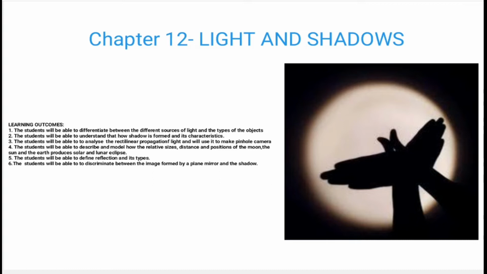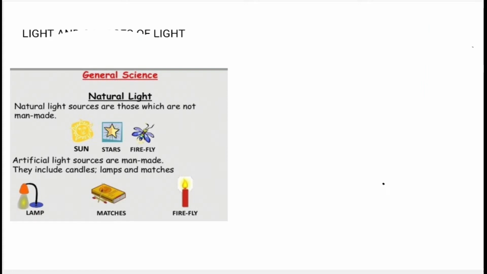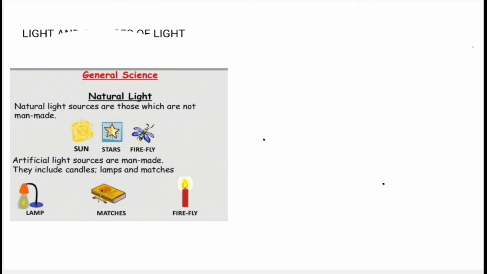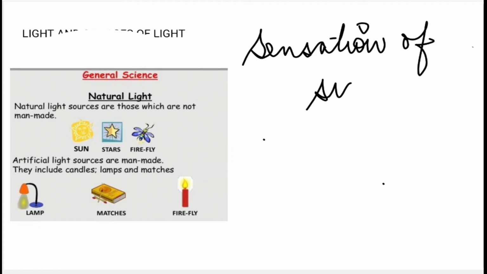So let us start with great enthusiasm. Firstly, we have to study what is light and what are the sources of light. Students, light is a form of energy that enables us to see different objects and it produces the sensation of sight in our eyes.